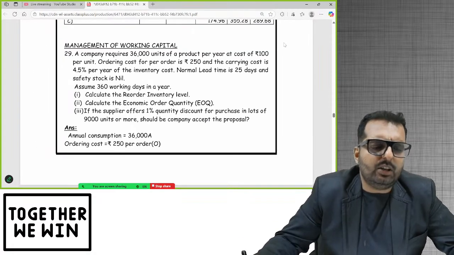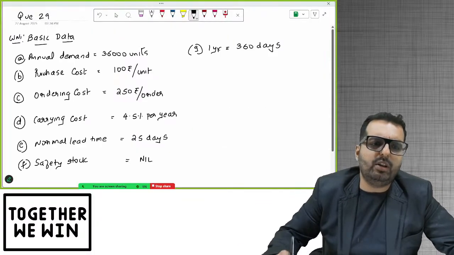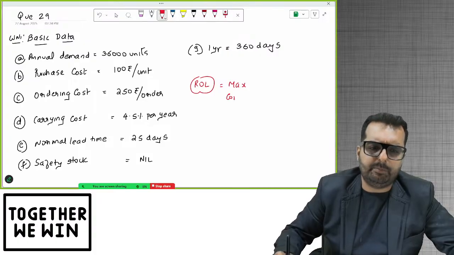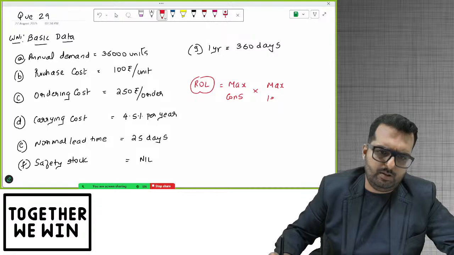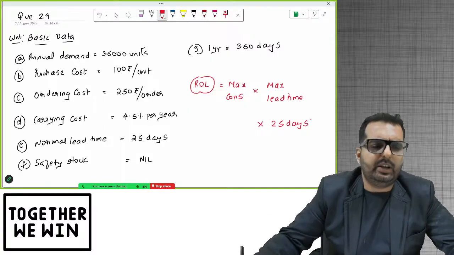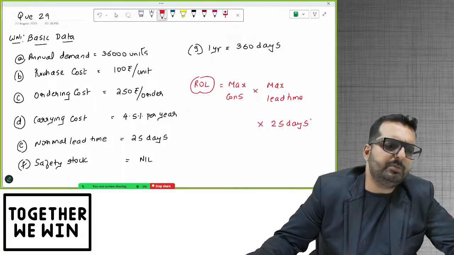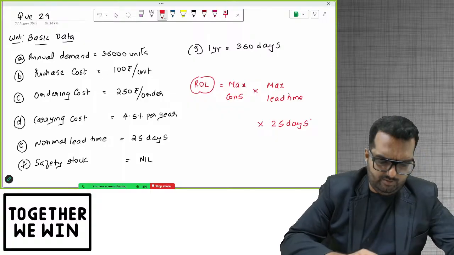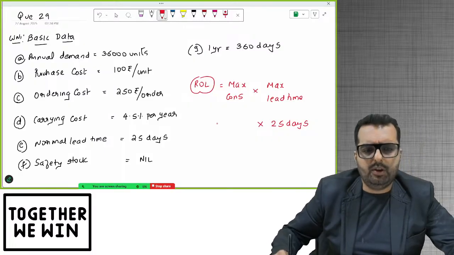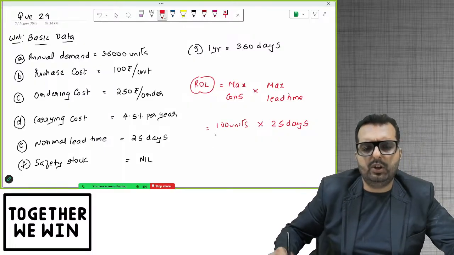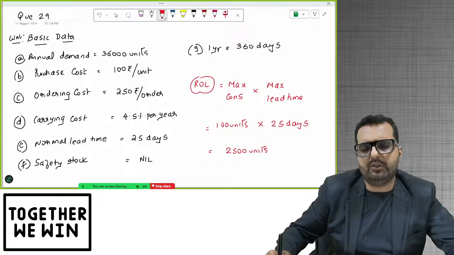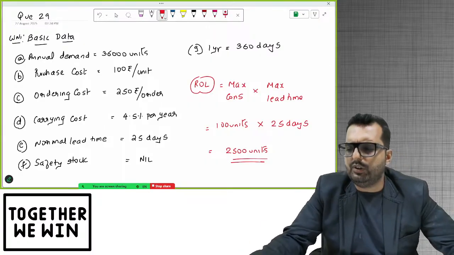Okay. Now, calculate the reorder level. So, friends, tell me what is the formula for reorder level? Maximum consumption into maximum lead time. So, here there is only one lead time given. That is how many days, friends? It is 25 days, correct? And maximum consumption means here you are consuming 36,000 in 1 year divided by 360 days, means per day you are consuming around 100. So I'll put it as 100 units into 25 days. Do you get the answer as 2500 units as your reorder level? Can you please write down this in your books now?